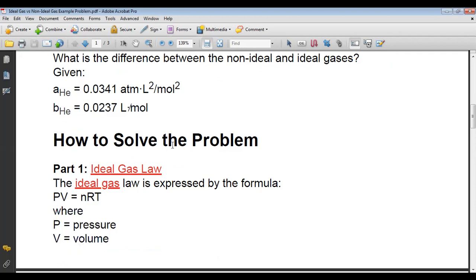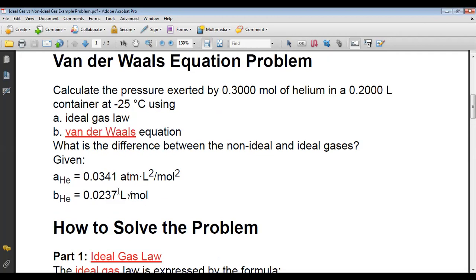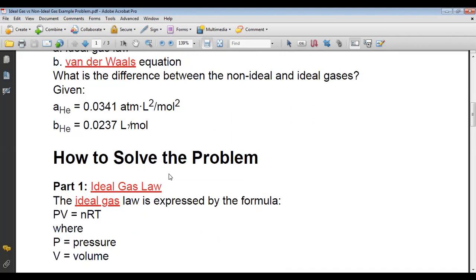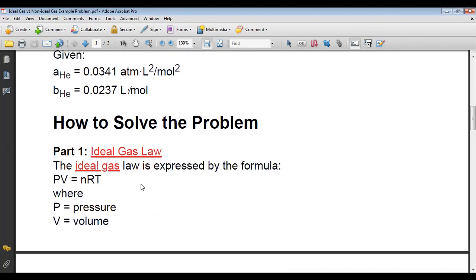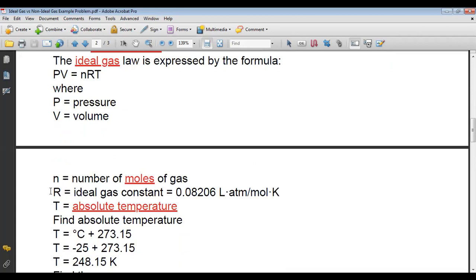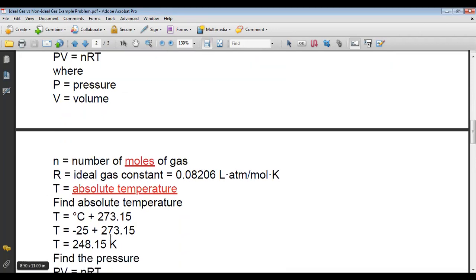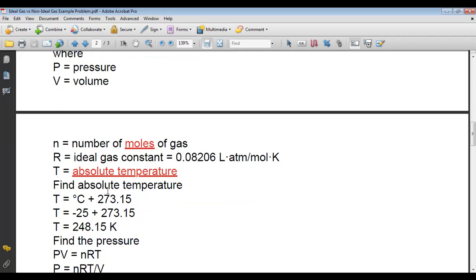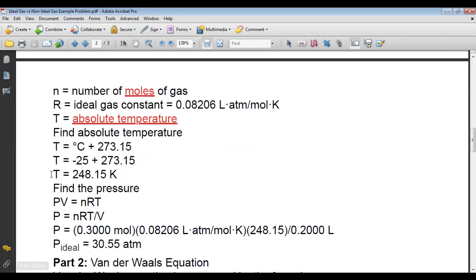Let's first solve part A. Part A is by using the ideal gas law, and the ideal gas law is PV is equal to nRT. P is the pressure, V is the volume, n is the number of moles of the gas, R is the gas constant having this value, T is the absolute temperature. First, you have to find out the absolute temperature, because the temperature in Celsius is given, which is minus 25. You have to add 273, and this will give you the value 248 Kelvin.